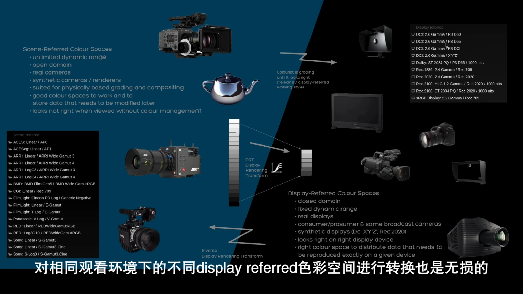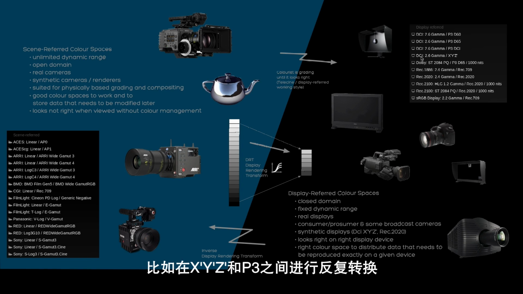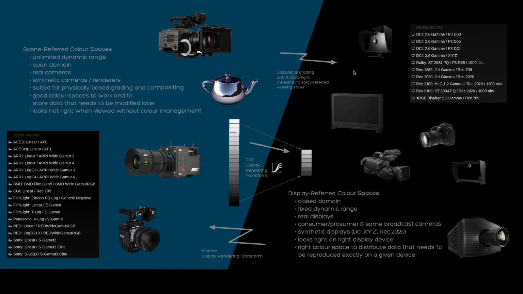Also, if we convert between different display-referred color spaces of the same viewing condition, for example, between X prime, Y prime, Z prime and the P3 color spaces back and forth, this is also practically lossless. But as soon as we're crossing that border, we are using non-trivial transforms and we should be careful.